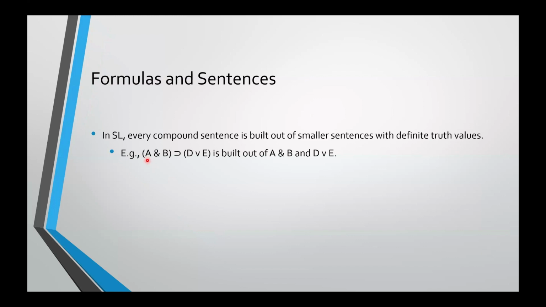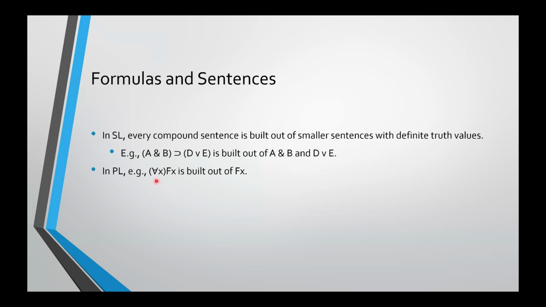So, for example, this compound sentence here is built out of immediate components A and B and D or E. These are things that have definite truth values. And then this one is going to be built out of two sentence letters, A and B. Sentence letters have truth values. This is built out of D or E, or D and E, right? Those two sentence letters have truth values. PL doesn't work that way, right?